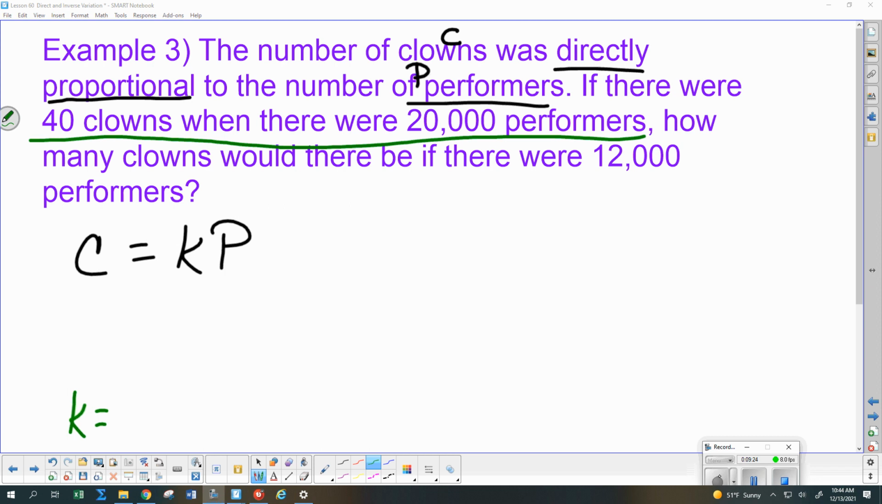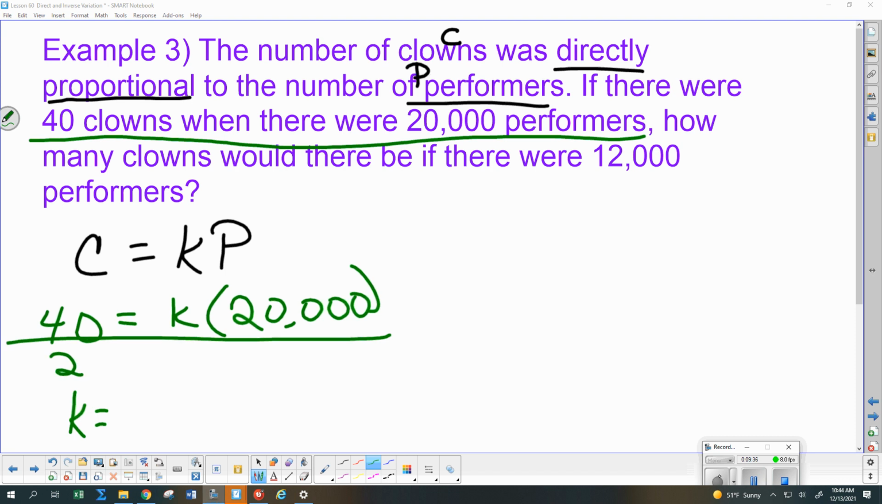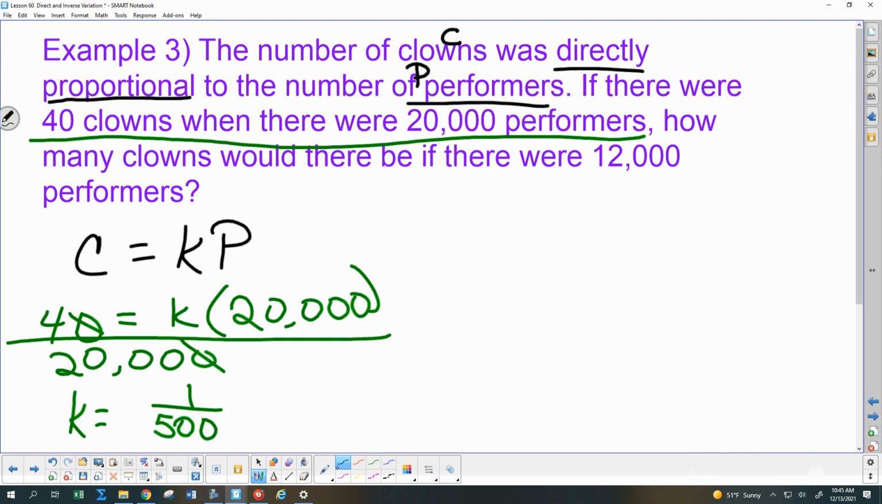So let's see as a group, now that you've done that on your own, what we can come up with. If we put 40 in for the clowns and 20,000 in for the performers, if I divide both sides by 20,000, I have 1 over 500, which is what most of you got. So thumbs up, thumbs down, everybody comfortable with that? Okay, now that means that your equation for this problem is C equals 1 over 500 times P.